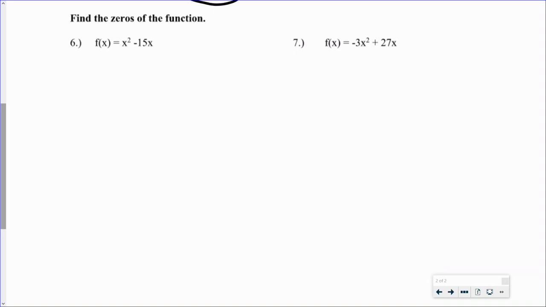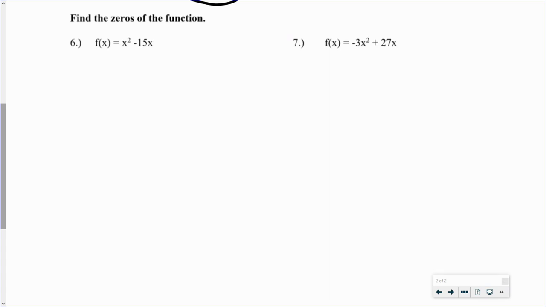Now, what I would suggest that you do right now is go to Desmos, graph f of x equals x squared minus 15x, and record the x coordinates of the x-intercepts. And I would do the same thing for number 7. After you finish graphing f of x for number 6, for number 7, graph f of x equals negative 3x squared plus 27x, and record the x-intercepts, specifically the x values of the x-intercepts. I would pause the video, go and do that, then jot down your solutions, and then come back and watch the remainder of this video.